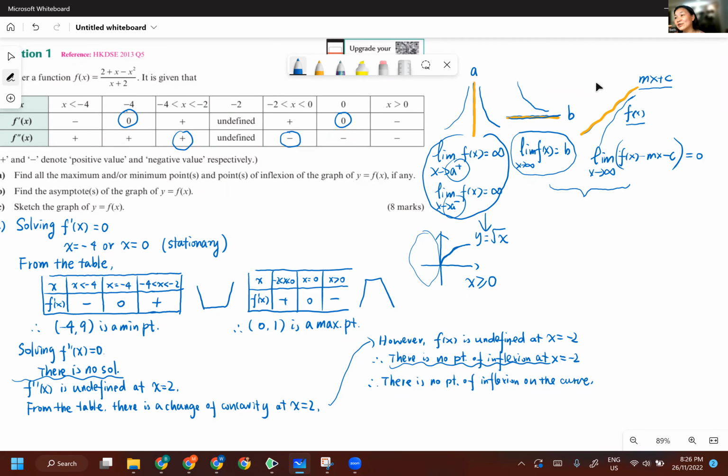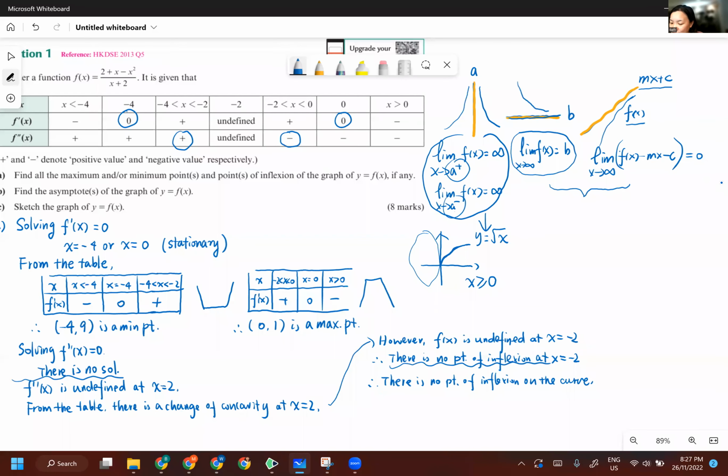Oftentimes, if you consider a normal function, it doesn't have a lot of lines, just one curve. The one curve shouldn't tend to two values, tending at the same time to b and to mx plus c. That's why I either find the horizontal asymptote or I find the oblique asymptote, but I will not attempt to find both at the same time in one question. Now look at the answer.